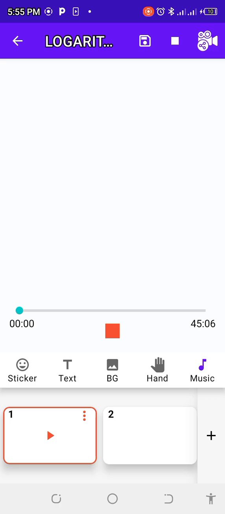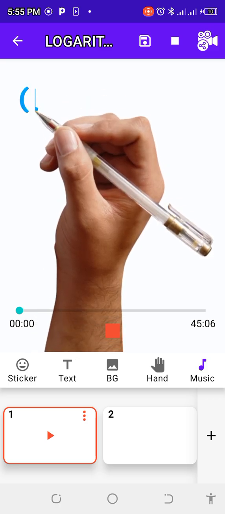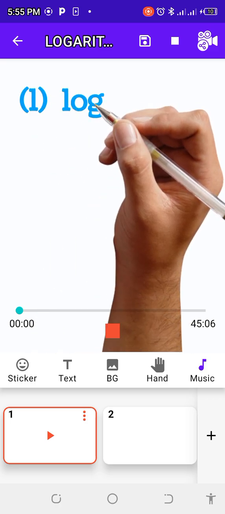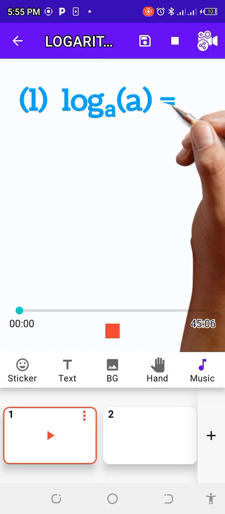Laws of logarithm and how to apply them. Without wasting time, get ready with your writing material. Let's dive in. The first identity we are going to look at is the log of the base.